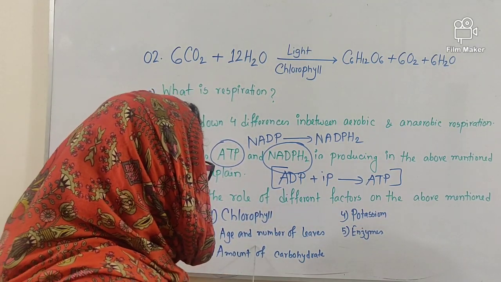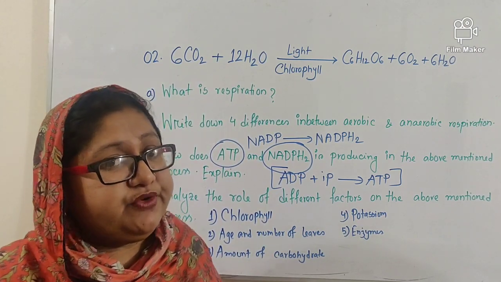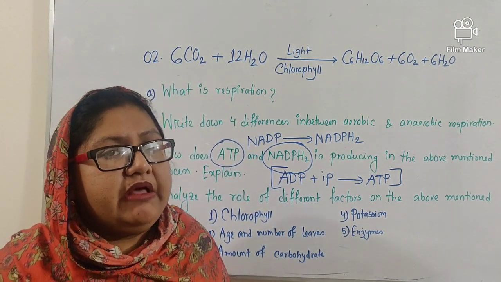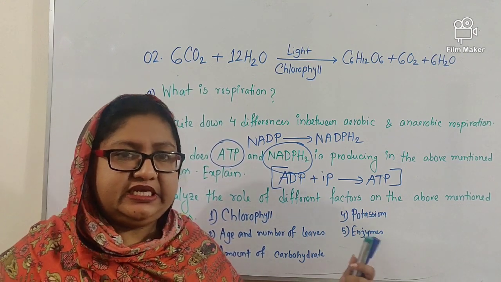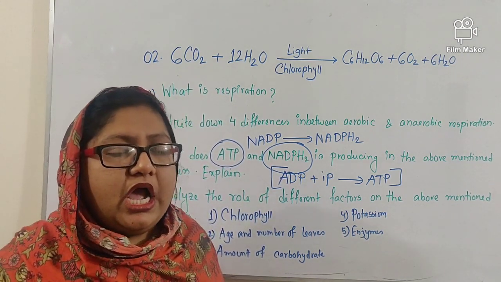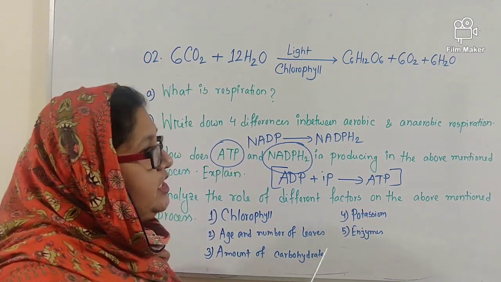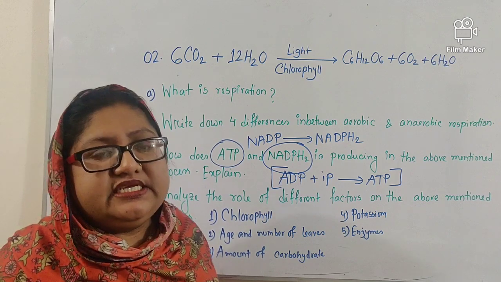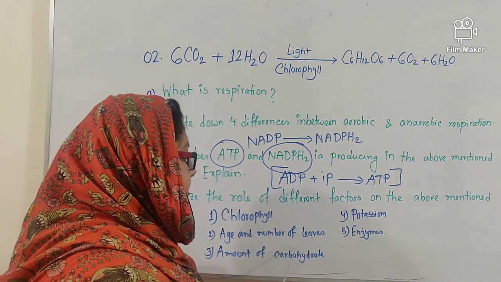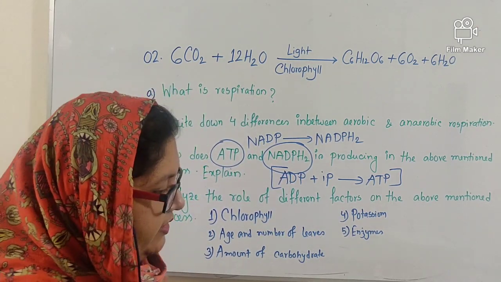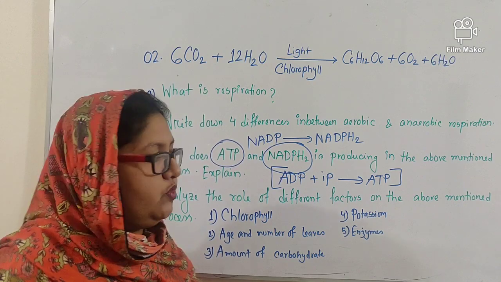So why in case of aged leaves or young leaves is the rate of photosynthesis low? Because the chloroplast is not well formed, or the chloroplast that was formed is destroyed or disintegrated. That is why in aged leaves the rate of photosynthesis is low. If the number of leaves is also higher, then the rate of photosynthesis will also be lower.